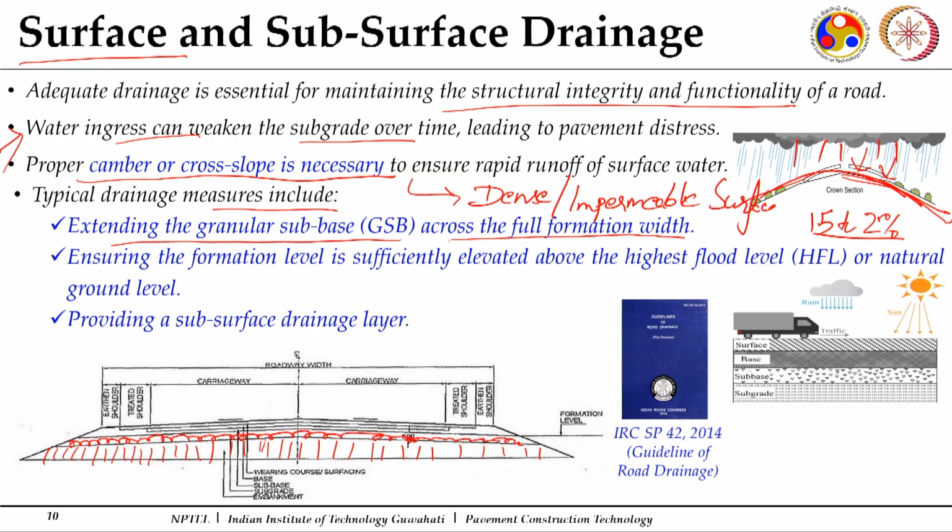On top of it, we construct the granular subbase course. This subbase course material has to be extended till the edges, the daylighted edges. Whatever subbase course material is used is to be extended to the daylight edge. If I am giving a drainage layer, then the entire dark layer which I am showing.